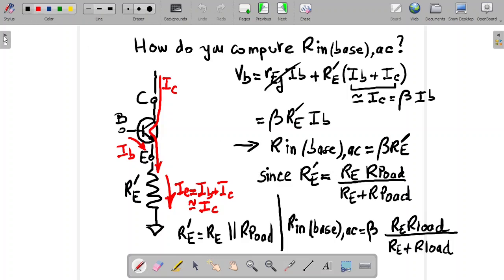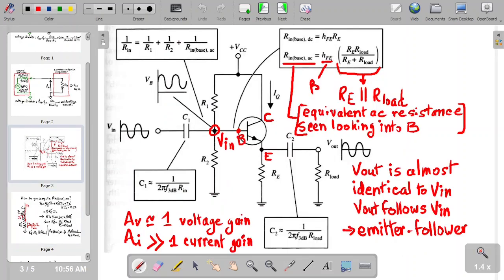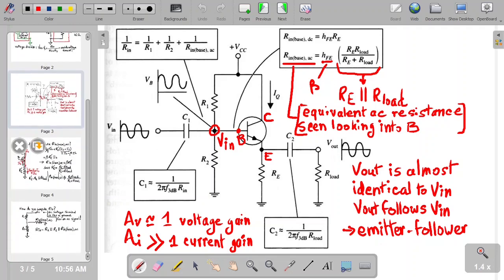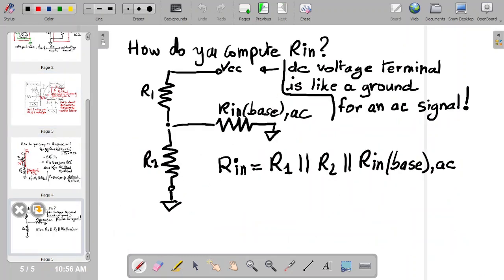So if we go back to the previous picture, that's what we have here. So Rin base AC, HFE, which is beta, Re R load divided by Re plus R load. This is important so that we can compute the Rin. Okay, we just did that one. So now, how do you compute Rin?